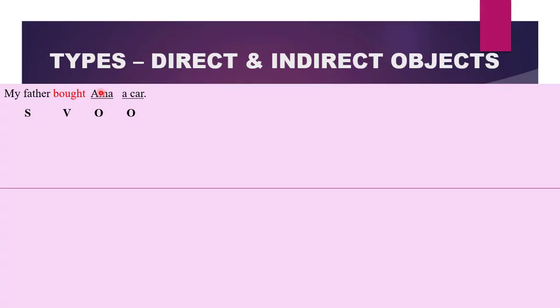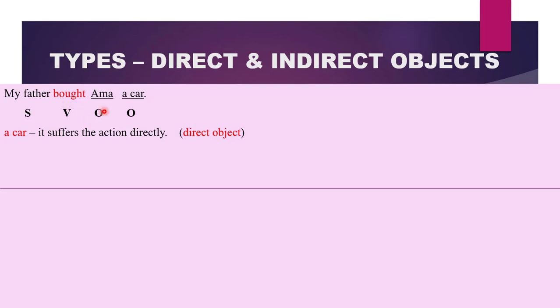However, the function of Ama over here is slightly different from the car. In what sense? What was bought? It was a car. Therefore, a car is receiving the action directly. Any noun that receives the action directly is called the direct object. So whenever you have two nouns, the noun that suffers from the action directly will be the direct object. So in this sentence, a car is a direct object because it was the thing that was bought.